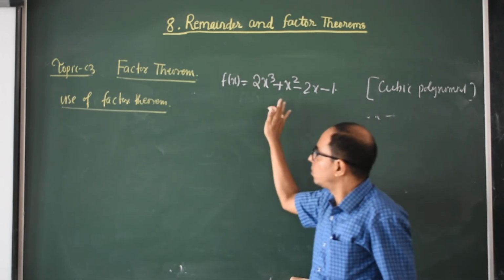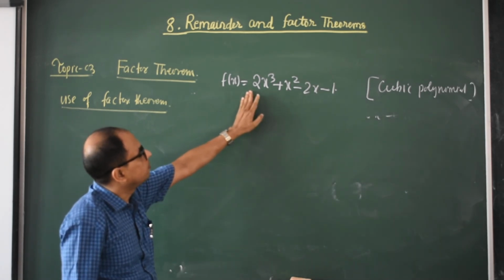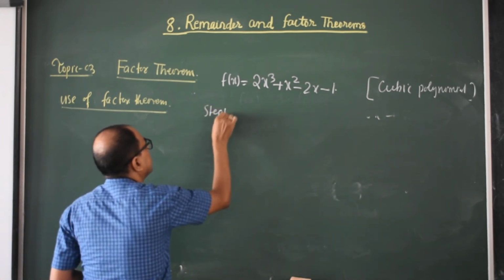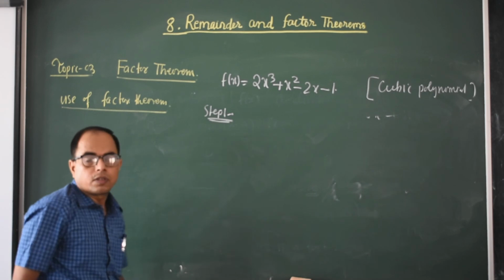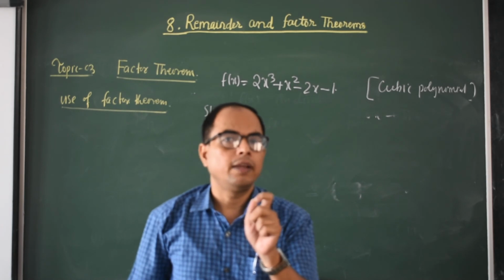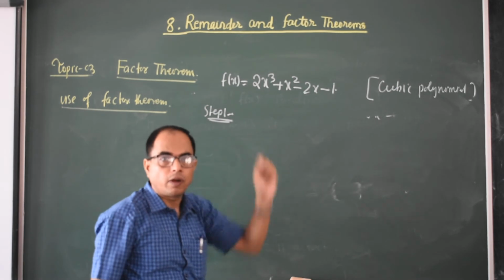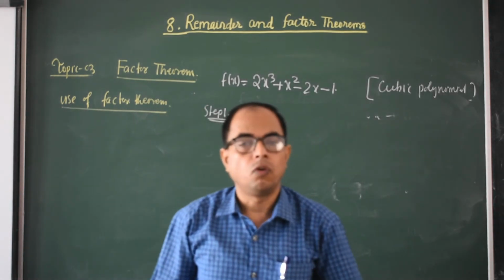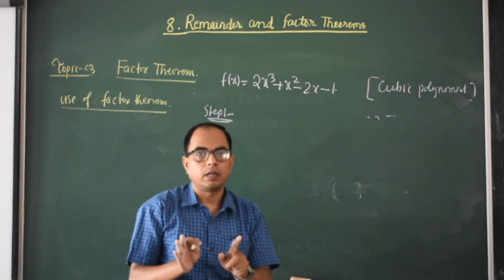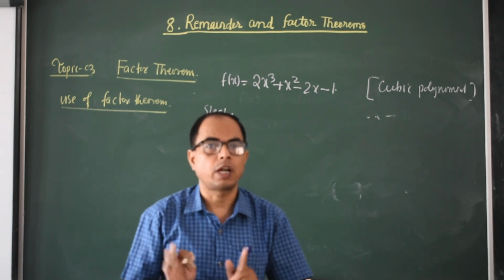So to factorize this cubic polynomial, what you have to do? Step one. First of all, using hit and trial method, find a value of x for which this polynomial becomes 0. Clear? You have to find a value of x for which the given polynomial is 0. And there is no definite method for finding this value. You have to use hit and trial method only.